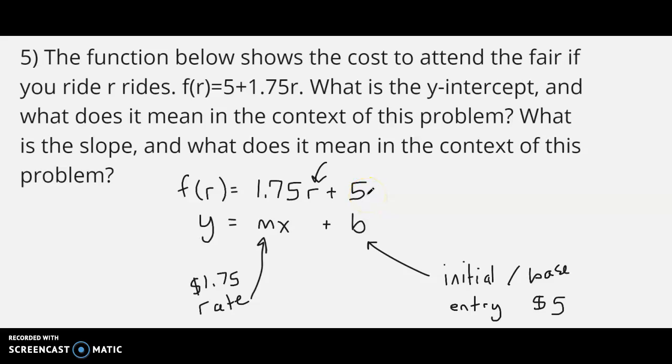Okay, so that's kind of what we mean when we look at slope-intercept form of a line, y equals mx plus b. Your m is your rate in the story problem, and your b is the initial or base amount, the starting amount. In this problem, $1.75 to ride each ride, but you have to pay the $5 to enter the fair. Alright, I hope that helped us clear up the different types of sampling and interpreting slope and the y-intercept.